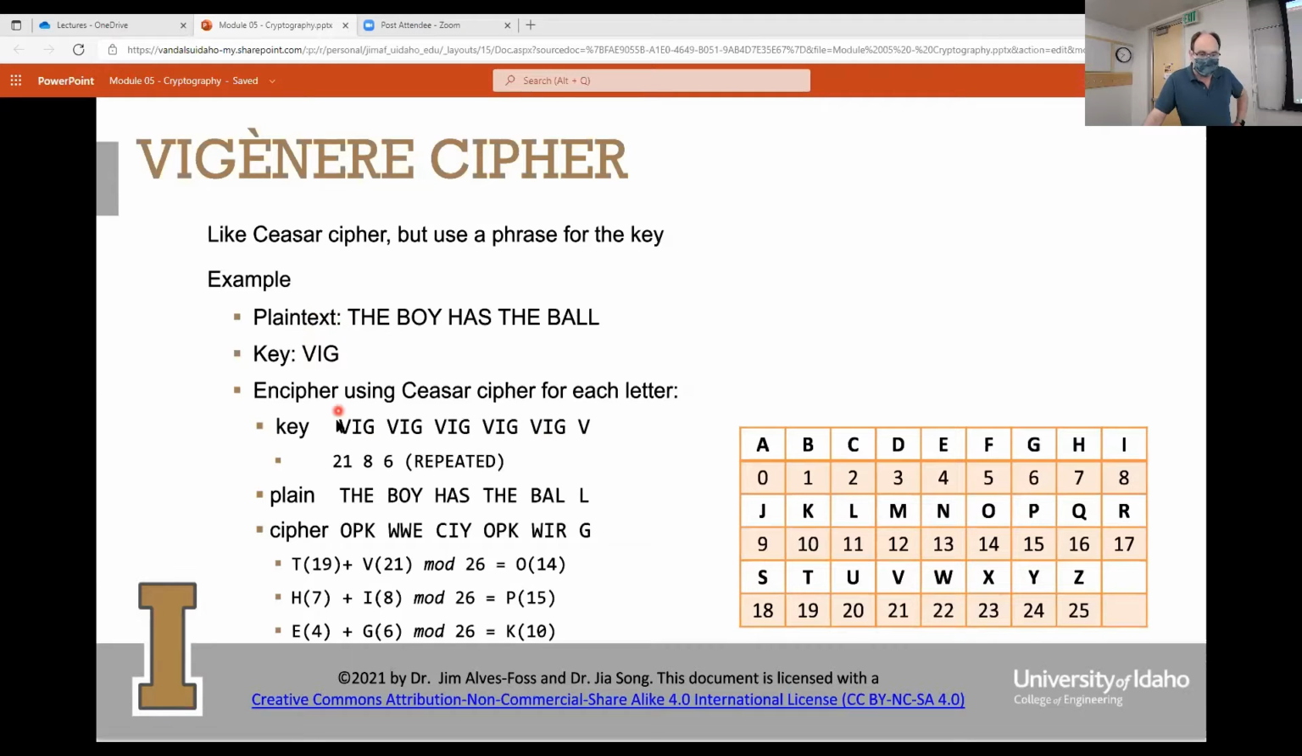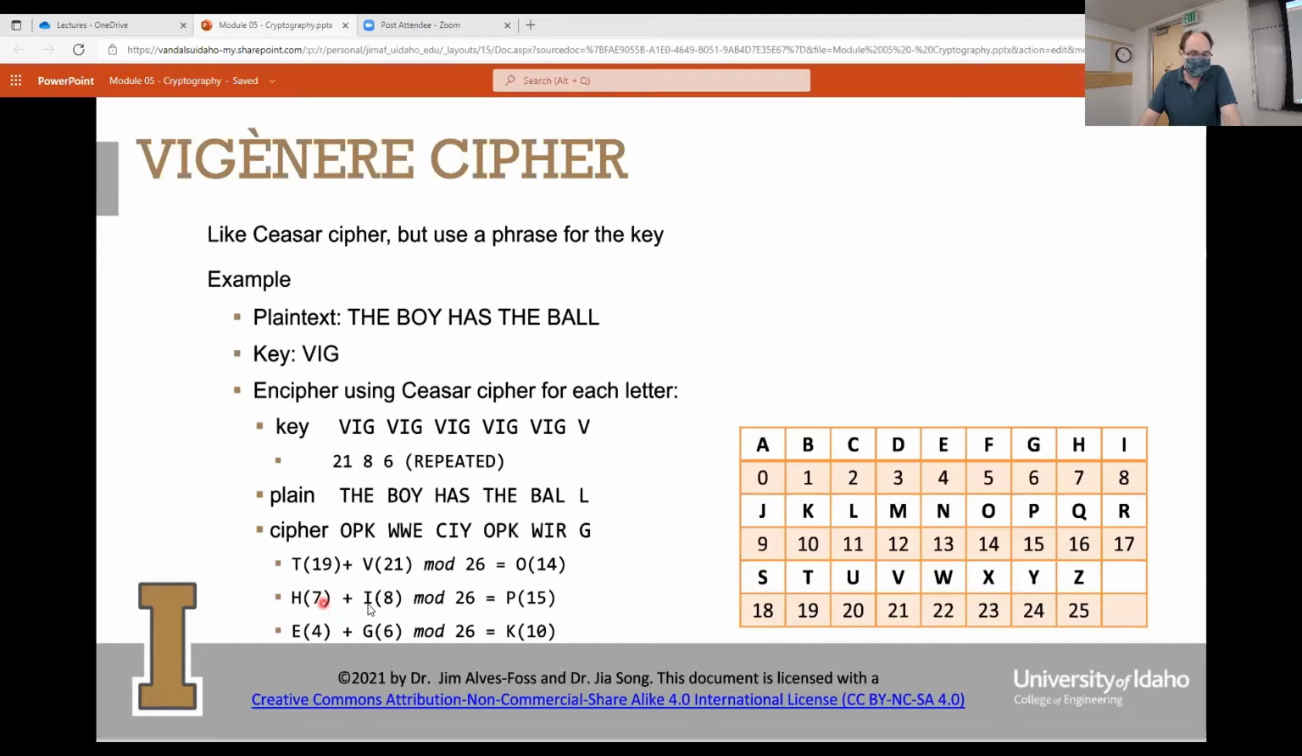And then we line up the T with the V. And we say, okay, T is what? 19. V is 21. That's 40, mod 26. So 19 plus 21, mod 26 is 14. Remember, mod is just remainder. So 40 divided by 26 is 1 remainder 14. So that's an O, because we can look that up.